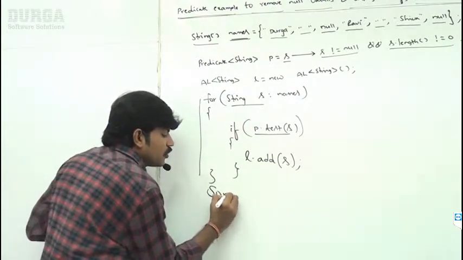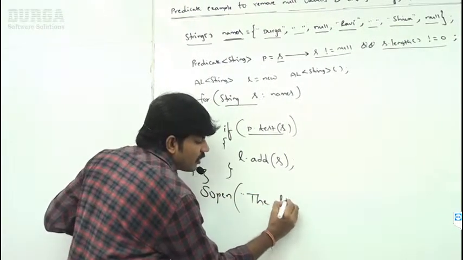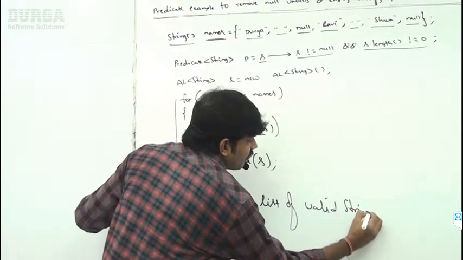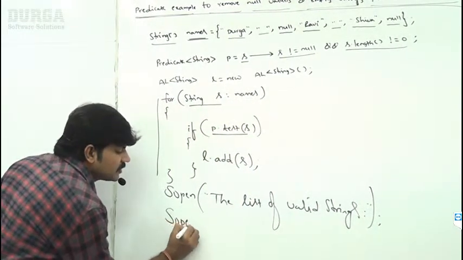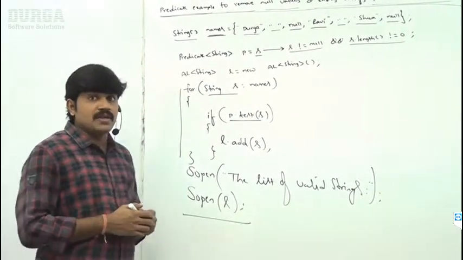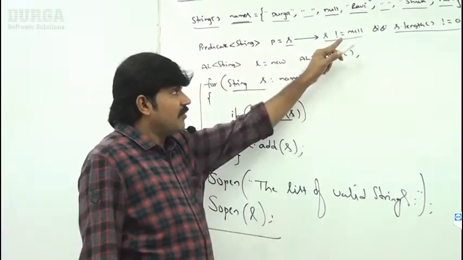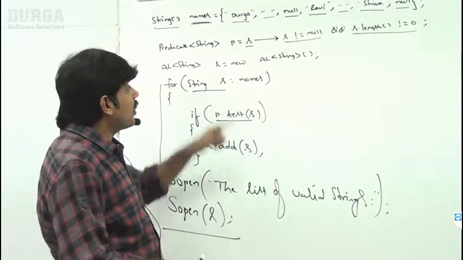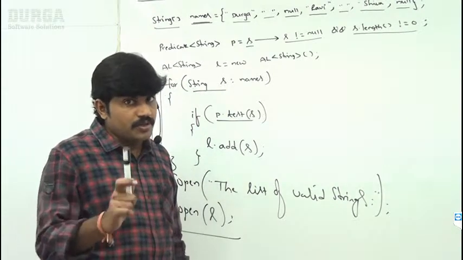Now System.out.println, the list of valid strings. Just print System.out.println(L). That's all. A beautiful example of using a predicate to check null values and empty strings. It's a very common requirement. If you are not taking this much care, at runtime a NullPointerException may occur. Are you able to understand, right?